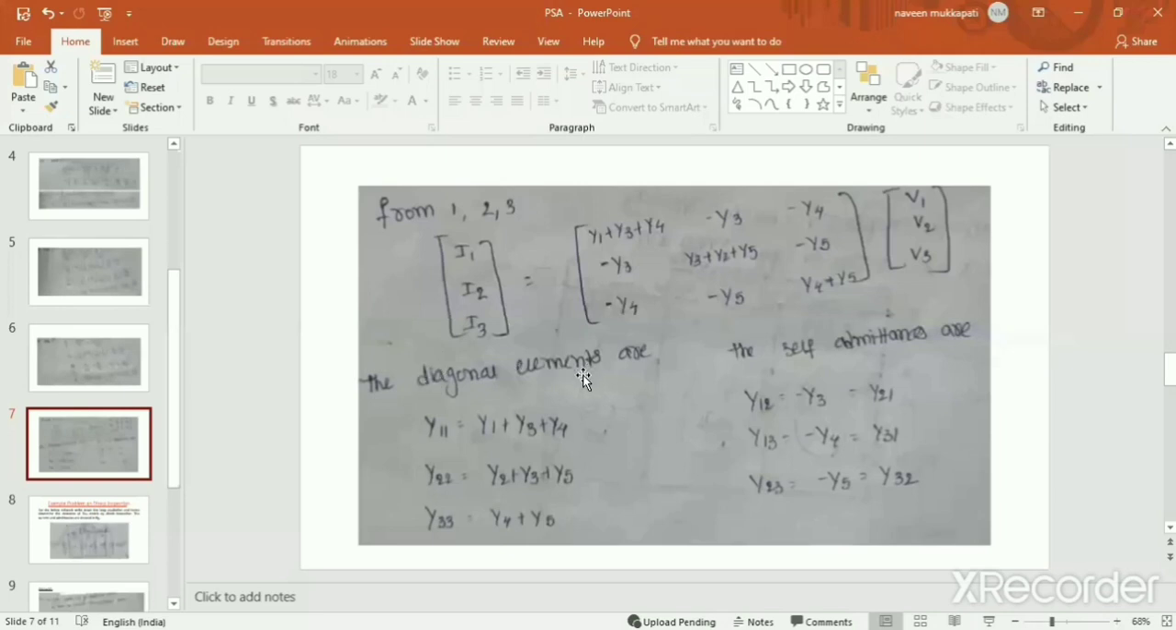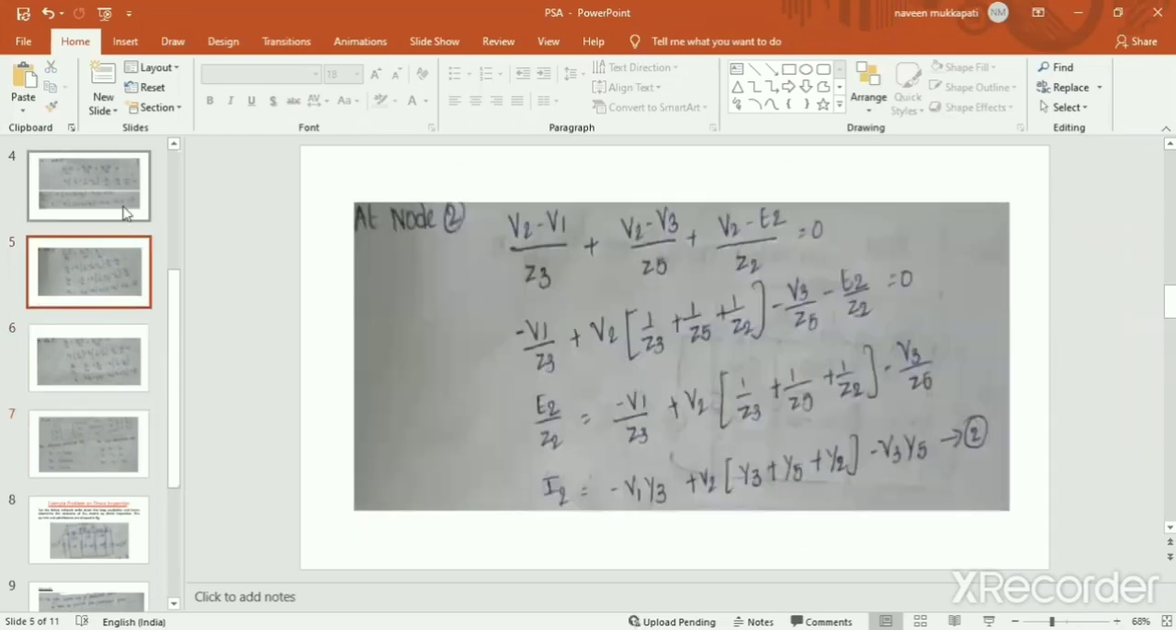Y11, Y22, Y33 are the diagonal elements, and Y12, Y13, Y23, Y21, Y31, Y32 are the non-diagonal elements, the mutual admittances. This is the method for deriving the Y-bus matrix, the diagonal elements and also the non-diagonal elements.